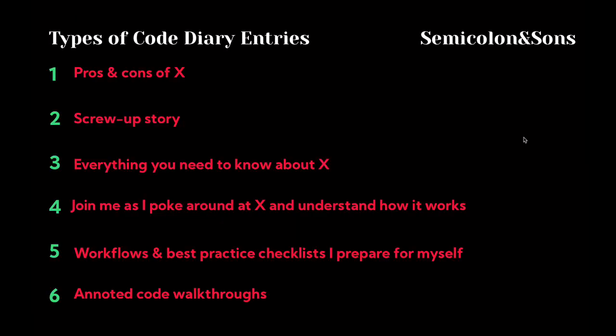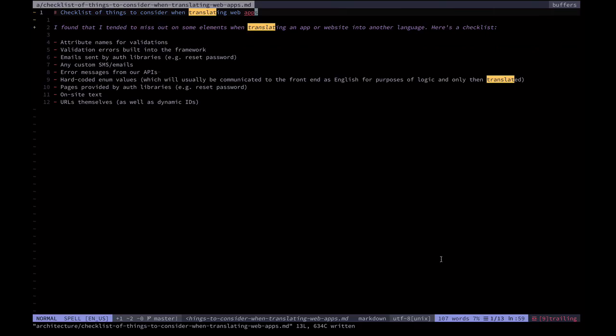The next category of entry I have here, number 5, is workflows and best practice checklists I prepare for myself. At this point, I think I have about 75 of these. I'll show you one of them now. Unfortunately, it's not pretty like the others because I haven't prepared it for public publishing yet. But this is basically a checklist of things to consider when translating web apps.